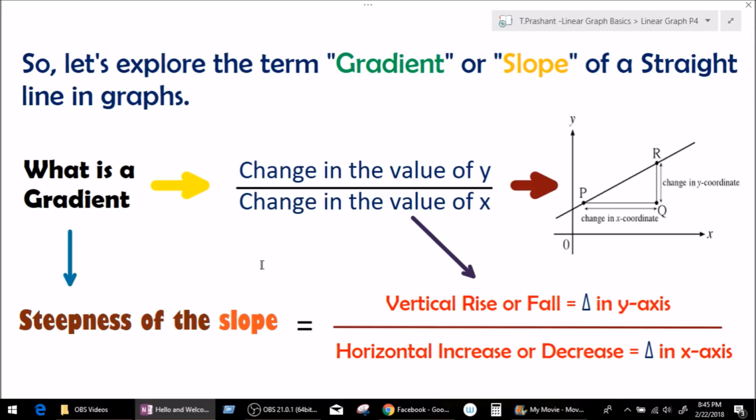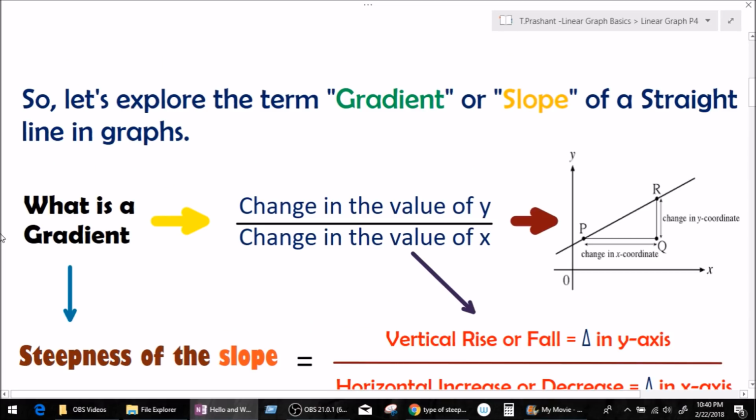Now, what is a gradient and what is the gradient actually made up of? Gradient is simply change in the value of y divided by change in the value of x. Now, what is change in the value of y? If you want to find change in something, you have to have two of that something. So once we have two of that something, we can subtract them two and find out the change in the value of something. So if we have two values of y, we can find out the change in the values of y, and the same concept applies to x. If we have two values of x, we can find out the change in the values of x.